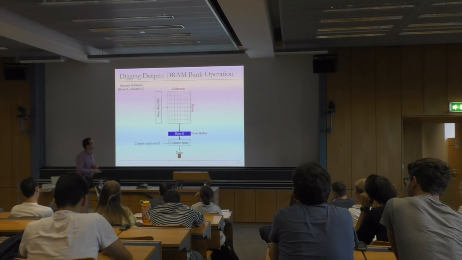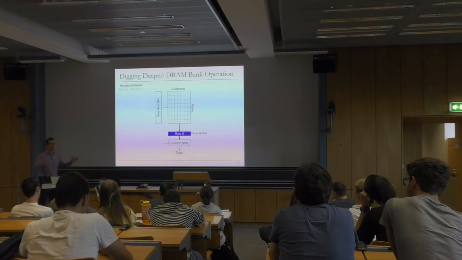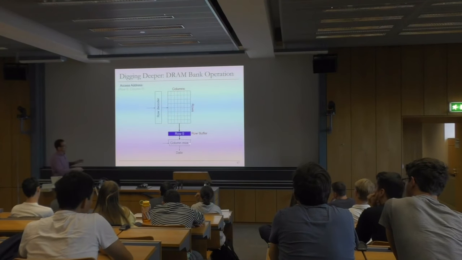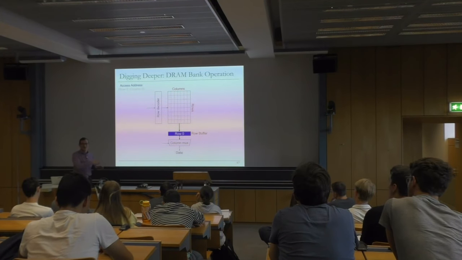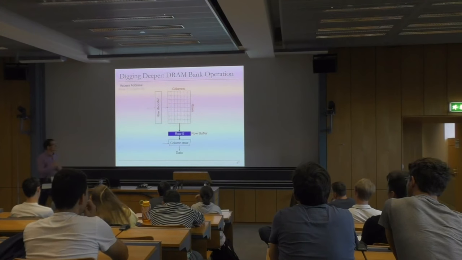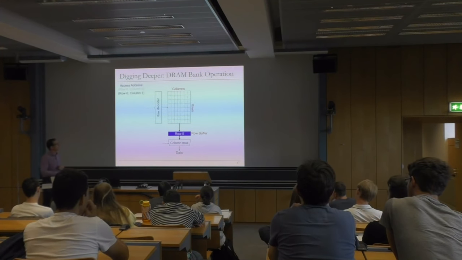Now we've gone a little bit lower level, right? Of course, we could go even lower level and look at the exact structures of these, but it's not necessary in this case. You've seen how this multiplexer and this decoder and the cells are constructed in digital circuits, for example, but we're not going to go into that detail here.